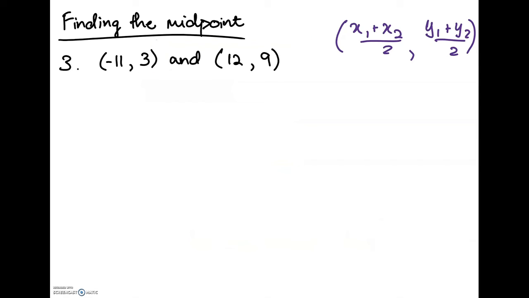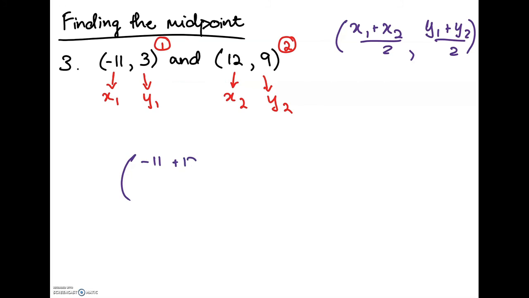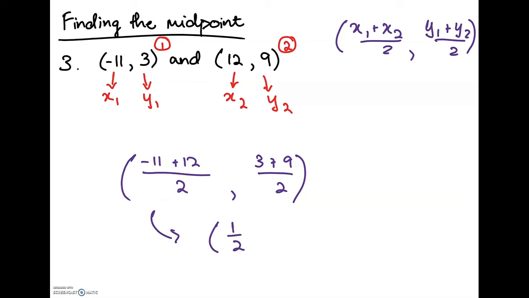Okay, so for our last example, we're going to take -11 comma 3 as coordinate number 1 and 12 comma 9 as coordinate number 2, and now we're going to separate our x's and our y's. So -11 would be x1, 3 would be y1, 12 would be x2, and 9 would be y2. So let's substitute all of this into our formula. Again, it's at the top right in case you forgot, but it's just adding both the x's, so -11 plus 12 over 2, and then adding both the y's, so 3 plus 9 over 2. This will simplify to 1 over 2, and then 12 over 2. And our final answer will be 1 over 2, comma 6.